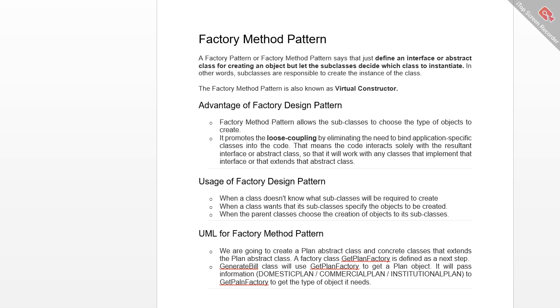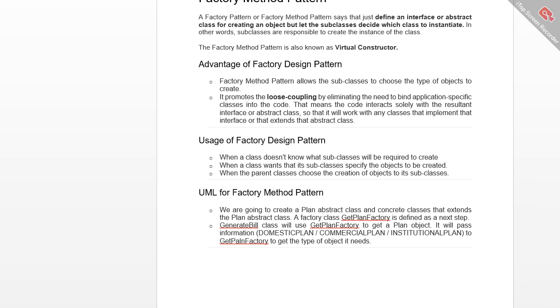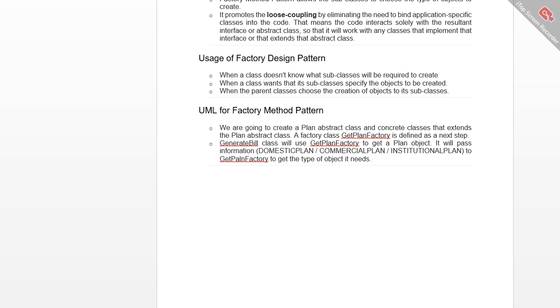UML for factory method pattern. We are going to create a Plan abstract class and concrete classes that extend the Plan abstract class. A factory class, GetPlanFactory, is defined as the next step. The GenerateBill class will use GetPlanFactory to get a Plan object. It will pass information, domestic plan, commercial plan, or institutional plan, to GetPlanFactory to get the type of object it needs.